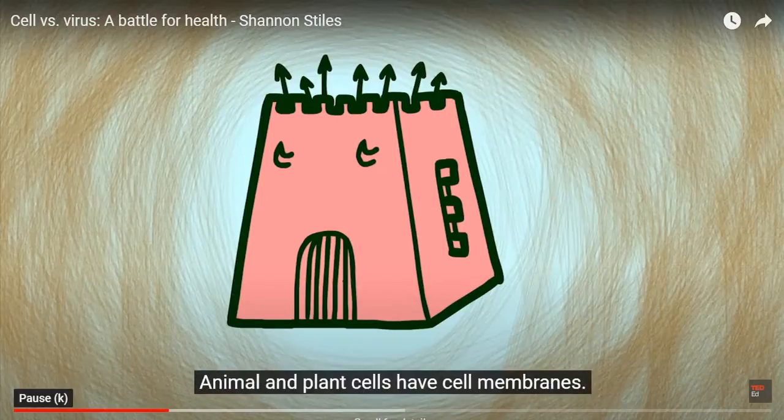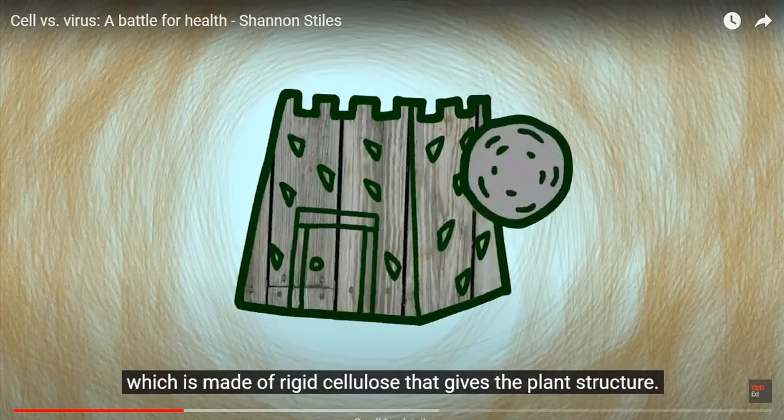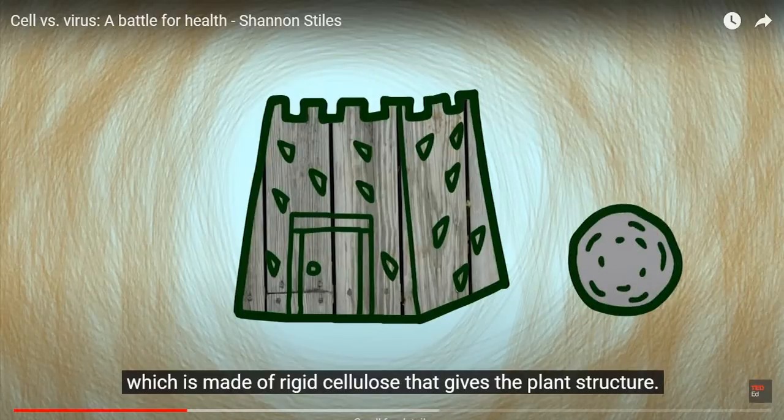Animal and plant cells have cell membranes. Only plant cells have a cell wall, which is made of rigid cellulose that gives the plant structure.